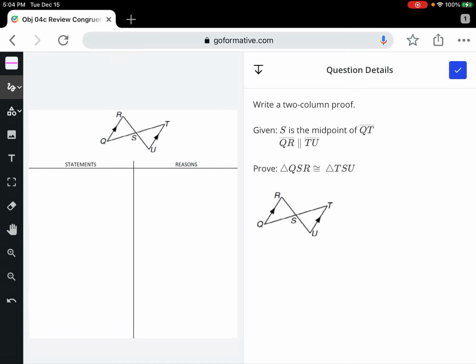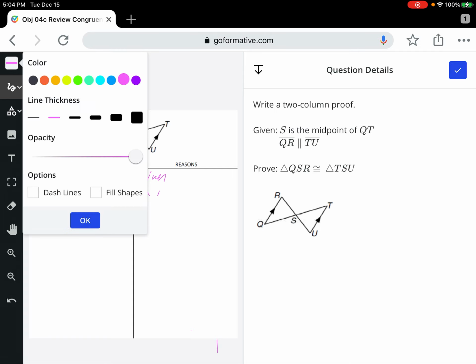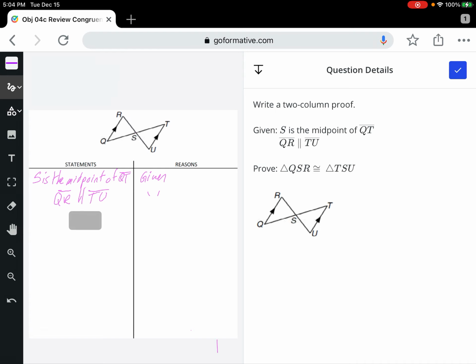This one isn't too bad. You write your givens, so you know S is the midpoint of QT. That's given. And you know that QR is parallel to TU.